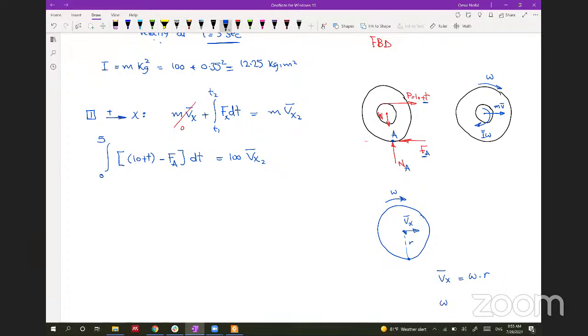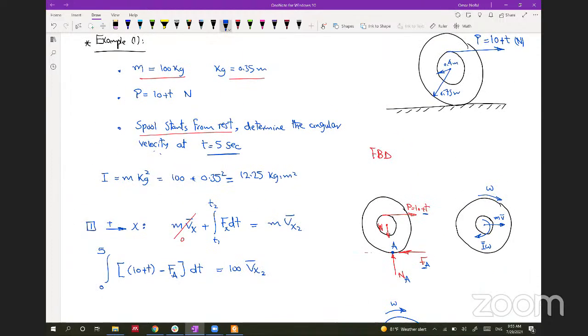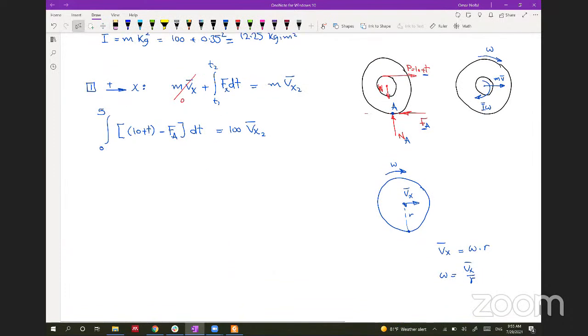So omega will be equal to Vx bar over r, and we know the radius is given in the problem. It's equal to 0.75. So Vx bar is equal to 0.75 omega, and also omega is Vx bar over 0.75. So we can remove Vx2 and put 0.75 omega 2.